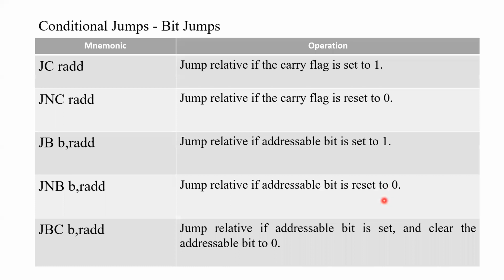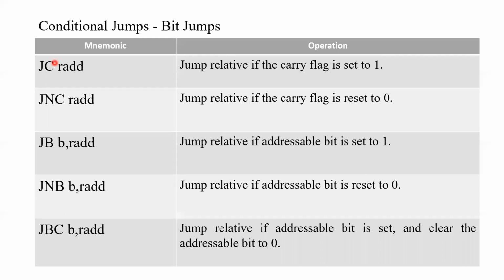Next, we have the conditional jumps which are related to bits. What are the bits we have? The bit we use is the carry flag, whether the carry flag is set or not. And also any other bit addressable location. We'll look for all those things. Any bit addressable location and also the carry flag. It's only the carry flag that we see here.